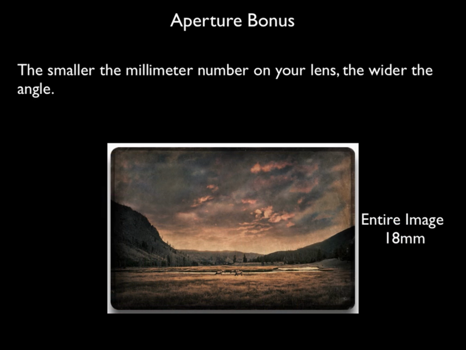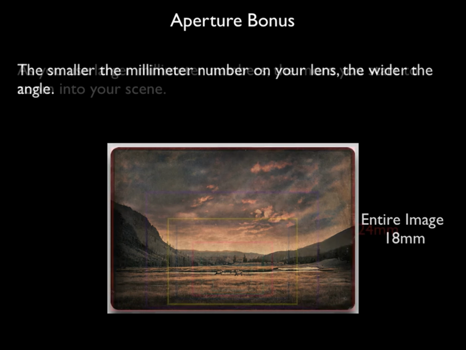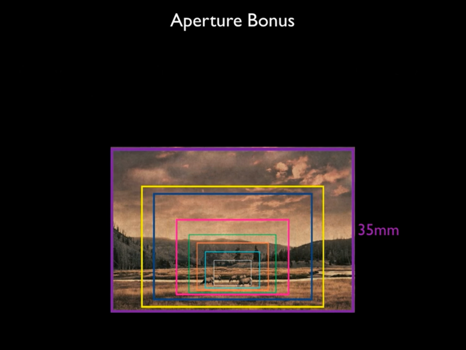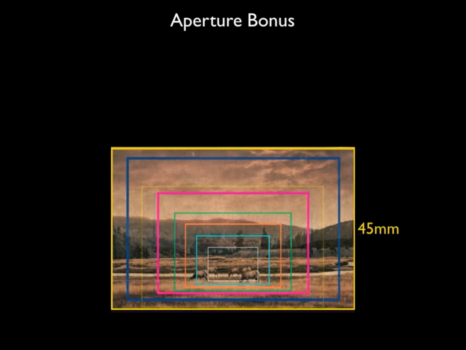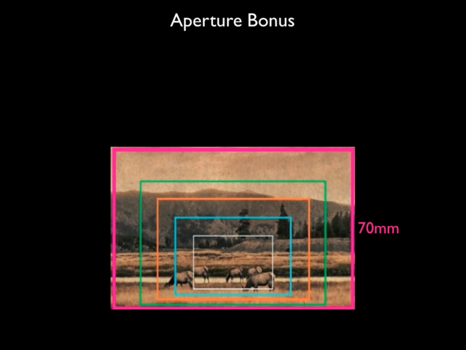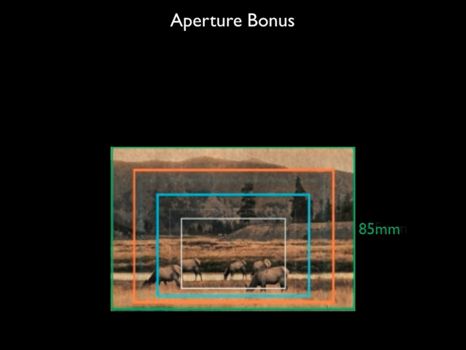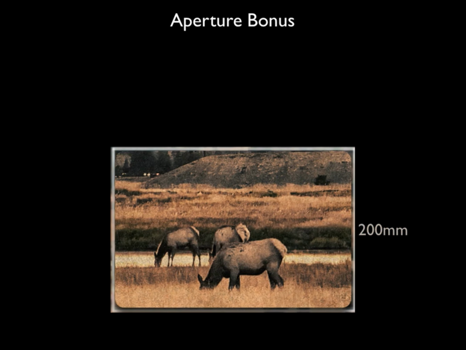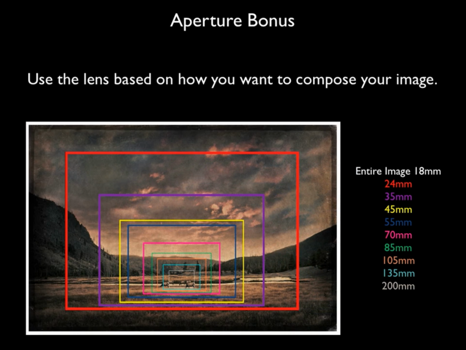The smaller the millimeter number on your lens, the wider the angle. As you use larger millimeter numbers, the more you start to zoom into your scene. Use the lens based on how you want to compose your image.